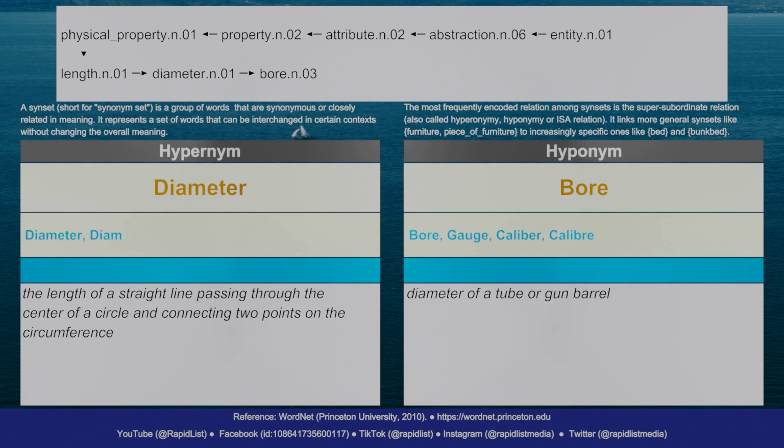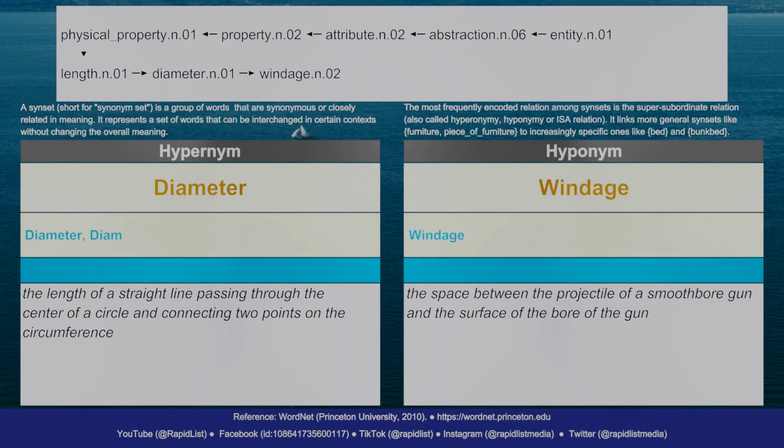Bore. Diameter of a tube or gun barrel. Windage. The space between the projectile of a smoothbore gun and the surface of the bore of the gun.